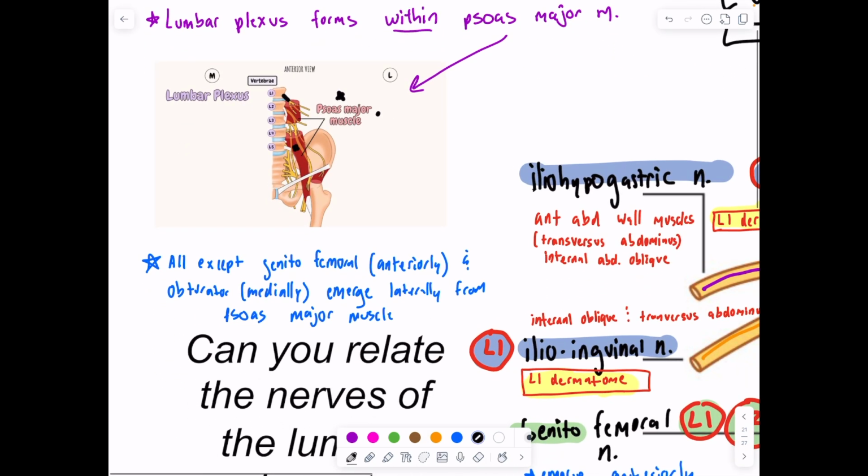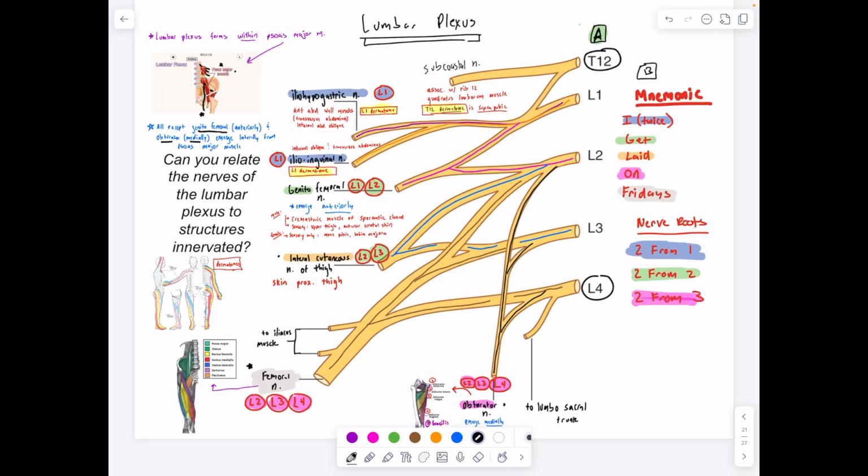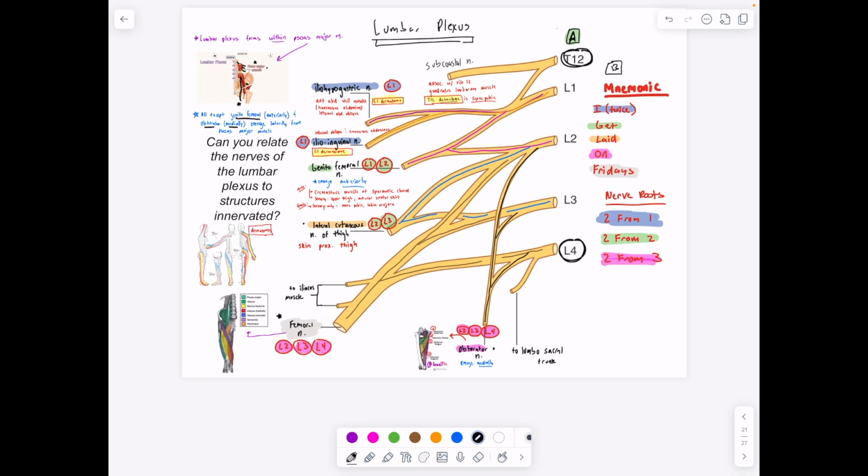You can see that the branches are coming out laterally, with the exception of two. The genitofemoral nerve comes out anteriorly, and the obturator nerve comes out inferiorly. We'll see that in just a second. But overall, we have TV12 to L4, and then we have this nice mnemonic, well, maybe not nice, called "I twice get laid on Fridays." And then you pair it with this nerve root key: 2 from 1, 2 from 2, 2 from 3.